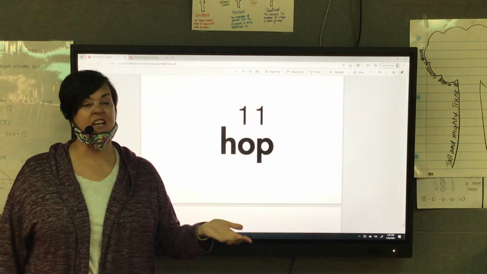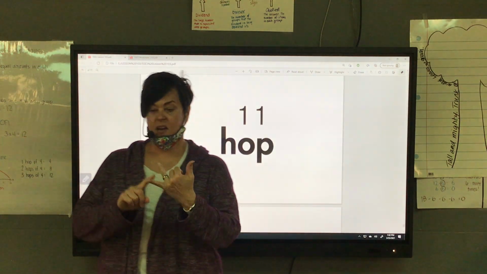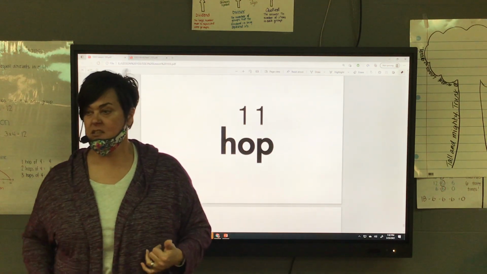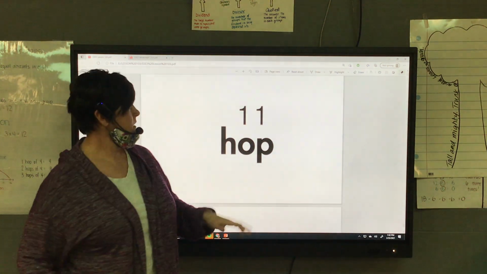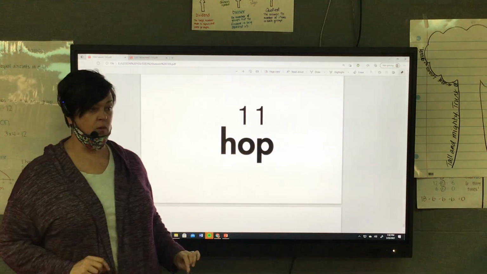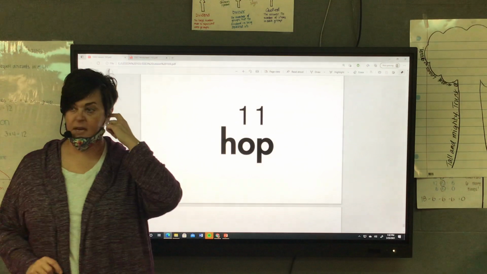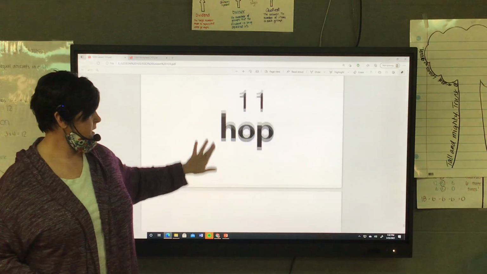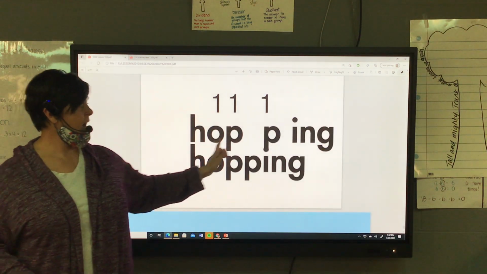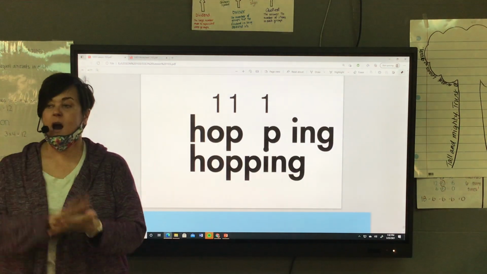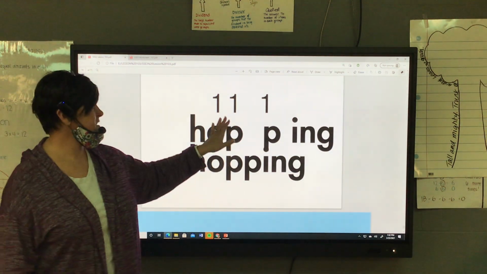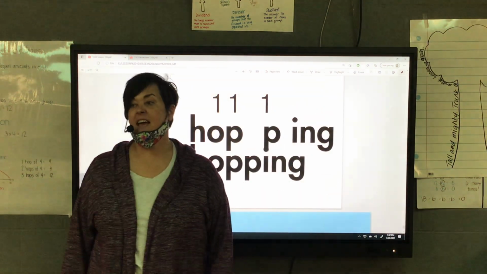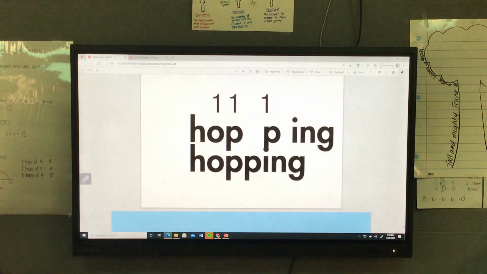Hop. Now, I could add ing, I could add ed, I could add er to them, but it has one short vowel and one consonant right behind it. So the word is hop. We have to double that consonant after a short vowel before we add the ending to it. All right, let's do some practicing.